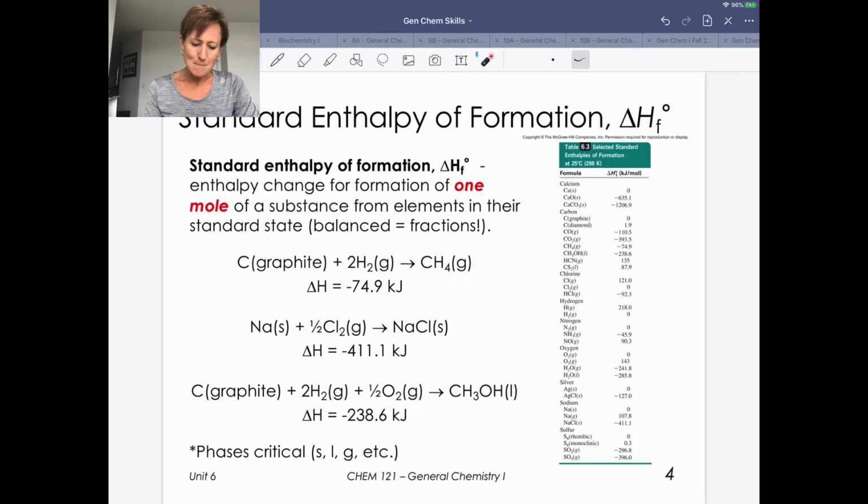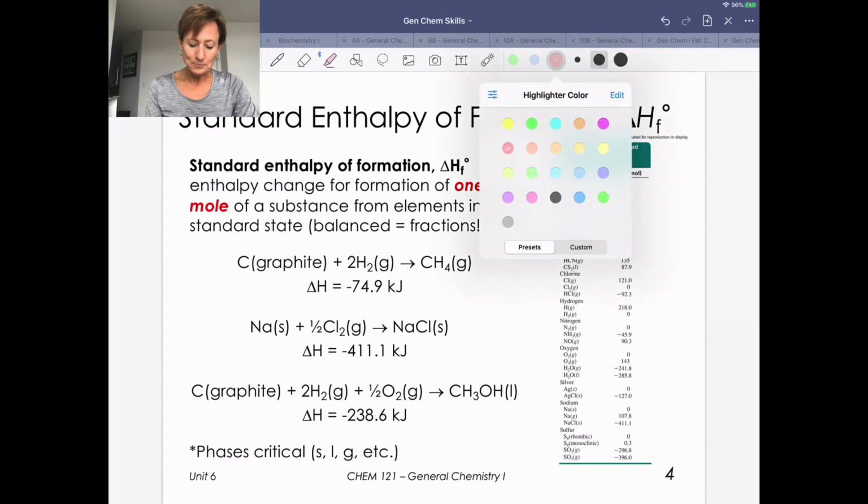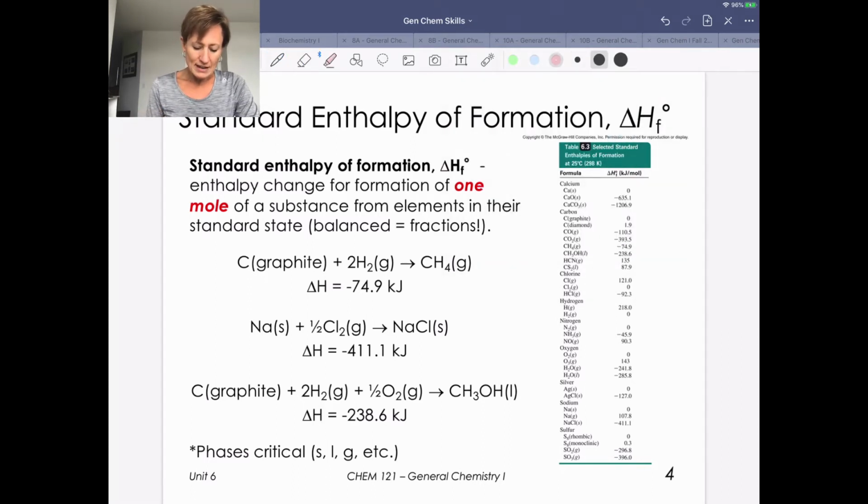Let's talk about methane. If we wanted to write a standard enthalpy of formation equation for methane, methane is CH4. Remember in our little breaking everything apart in our Lego analogy, we need to break this apart into carbon building blocks and hydrogen building blocks. So we need to know how those guys are found in their elemental state. So we need to know that carbon is found as graphite, and hydrogen is found as hydrogen gas.